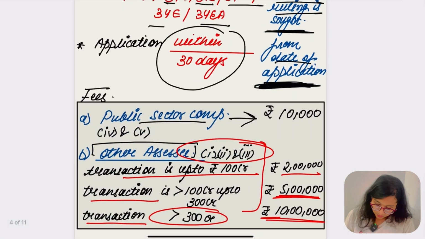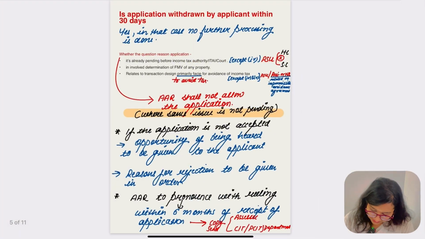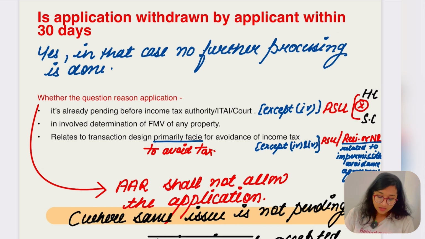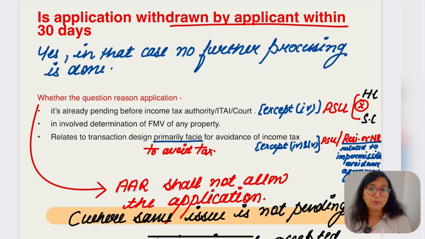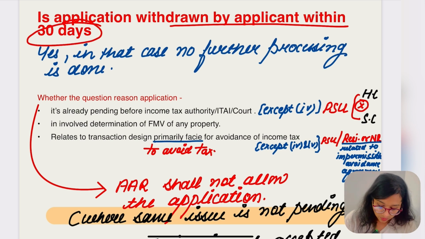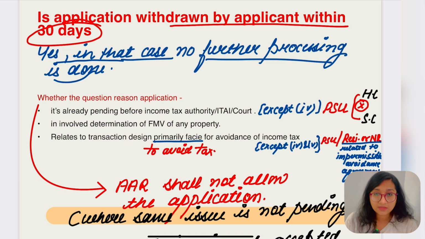Okay, let's go to the next section, which says: is withdrawal of the application by the applicant possible in this case? Yes, the application can be withdrawn by the applicant, but within 30 days. Okay, so let's read what I have written. Yes, in that case, no further proceeding is done.